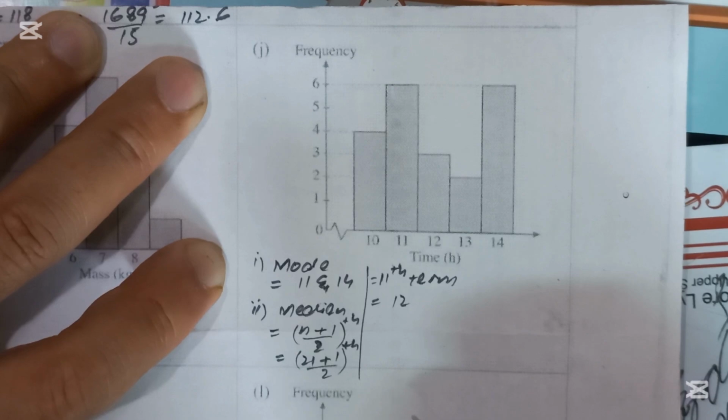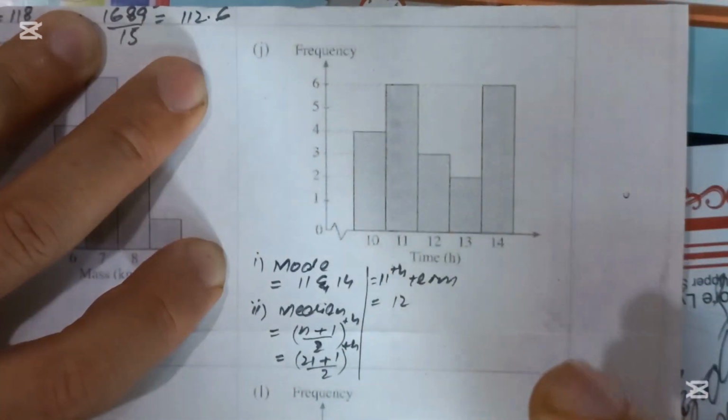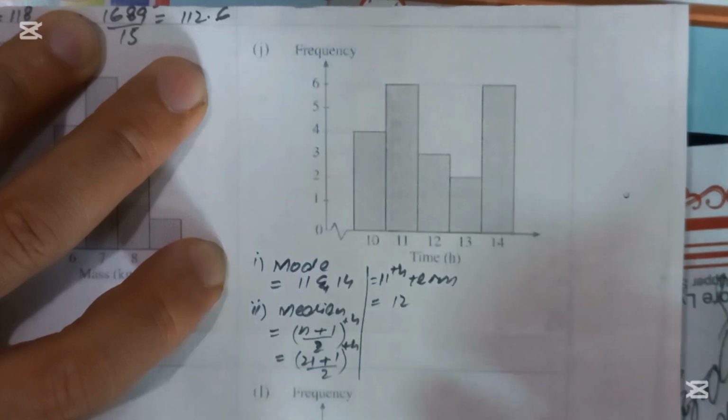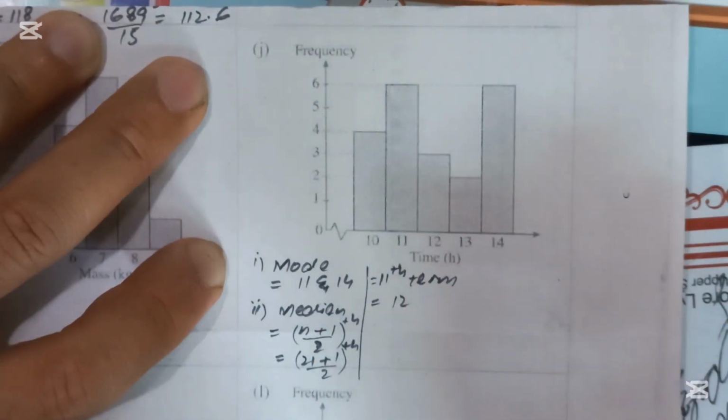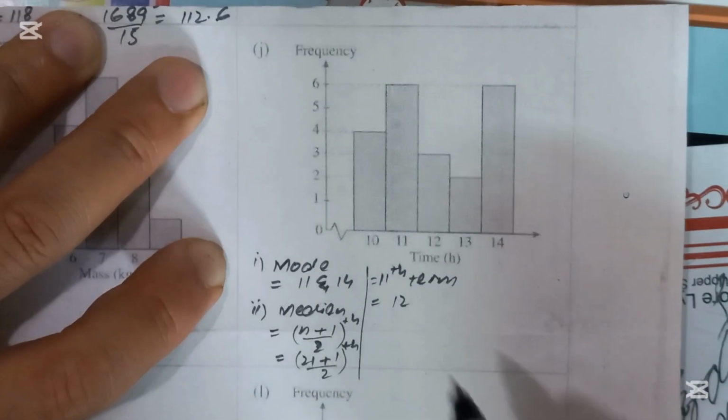So the method is the same beta. If the number of terms is odd, then exactly the middle one will be the median value, and if the number of terms is even, then the median will be the average of the central 2 terms.